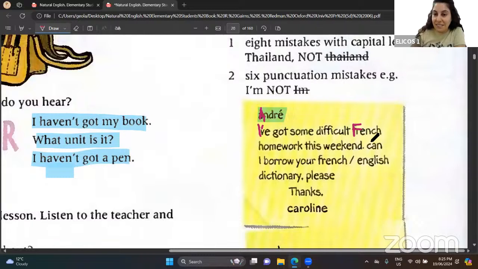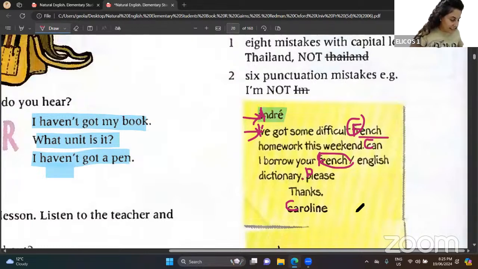I've got some French homework this weekend. What's wrong with can? Capital, the start of a sentence. Can I borrow your French dictionary, please? So we need to capitalize it at the start of a sentence. Thanks. What's wrong with the Caroline? You need to capitalize it. So names, you must capitalize. And when you say I, you must capitalize. Countries, even if it's the nationality or the country, so France or French, you have to capitalize. And we should have capitalized this one. And anytime you have a full stop, you put a capital letter.